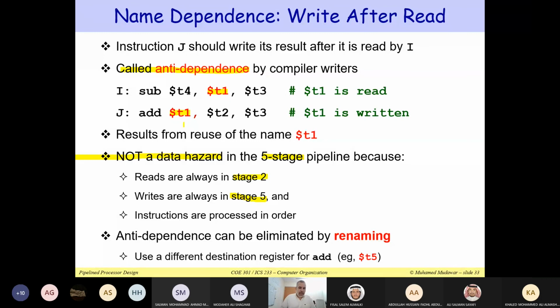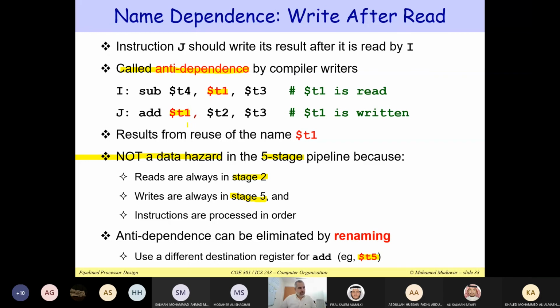Now, if you would like to eliminate this name dependence completely, use a different name, as simple as that. So rather than instruction J using T1, it can use another register. For example, it can use T5. T5 here is not being used. If you use T5, you have eliminated this dependence completely.